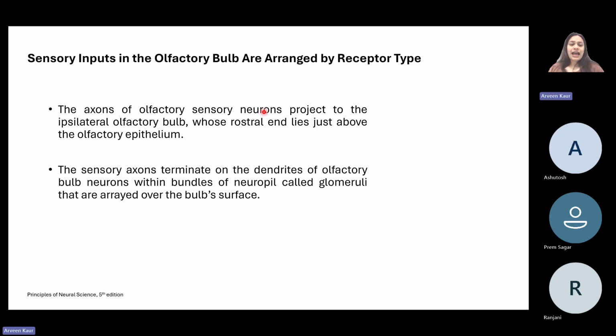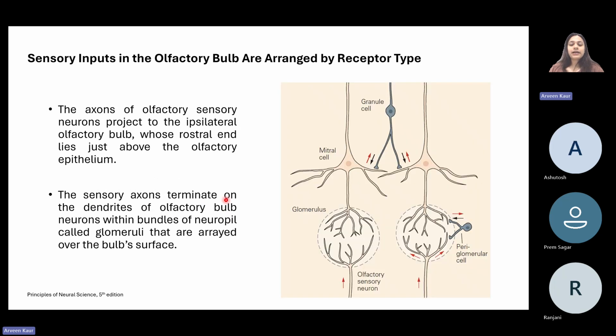The axons of the sensory neurons project to the ipsilateral olfactory bulb, whose rostral end lies just above the olfactory epithelium. The sensory axons terminate on the dendrites of these olfactory bulb neurons within the bundles of neuropil called glomeruli that are arrayed over the bulb surface. So we just saw that earlier, right? These tufted and mitral cells were coming there. These are the glomeruli, right? Different from the glomeruli in the kidney.